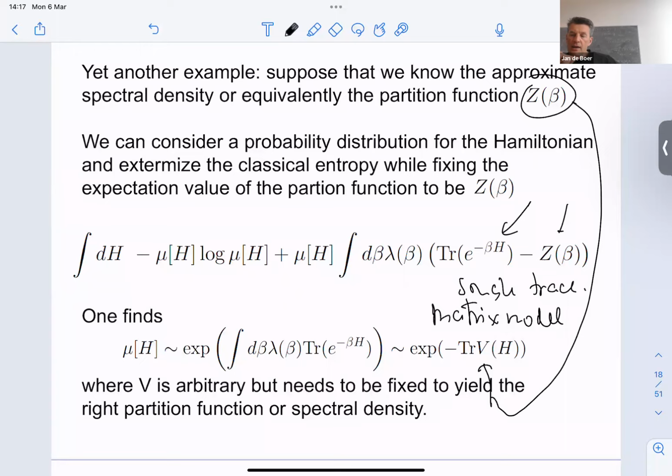So we have this Z of beta here. We get some matrix model. But now, because it's a statistical description, this statistical description has correlations in it, which is just due to the fact that it's a statistical description of the theory.